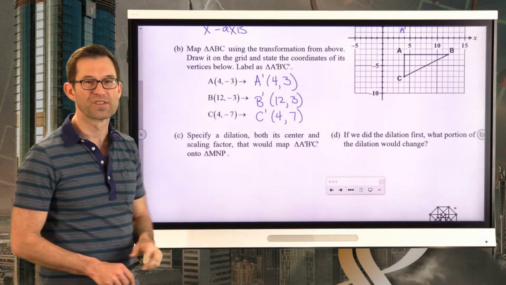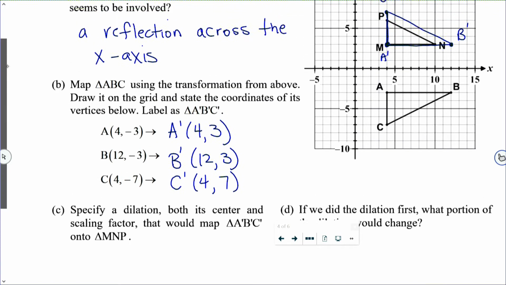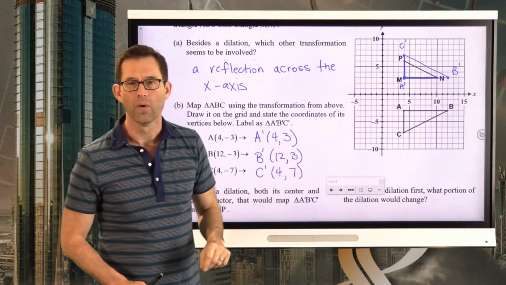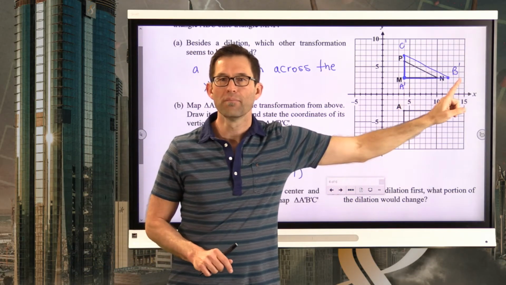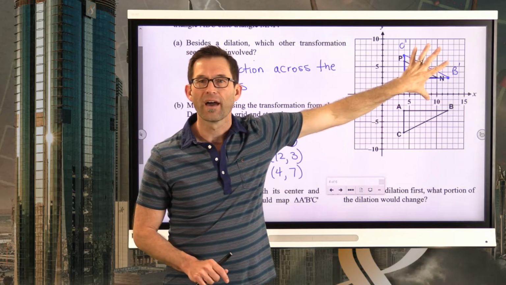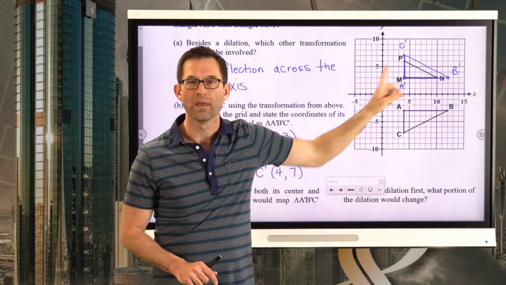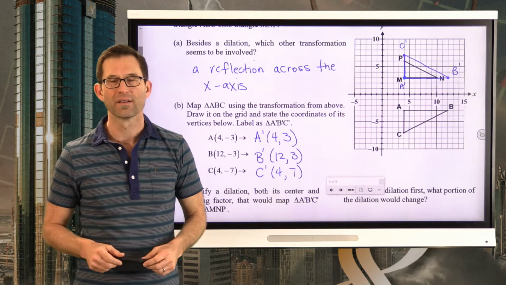Now, let's take a look at letter C. Specify a dilation, both its center and scaling factor, that would map A', B', C' onto triangle MNP. So this is important. At this point, I want to completely ignore this one. I'm just looking at this picture. I want to know both a center and a scaling factor that would allow me to take A', B', C' and kind of shrink it down, if you will, so that it sits on top of MNP. See if you can figure out both the center and the constant of dilation.